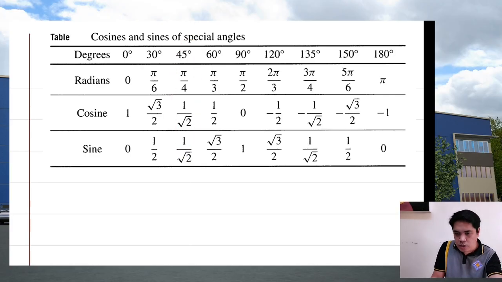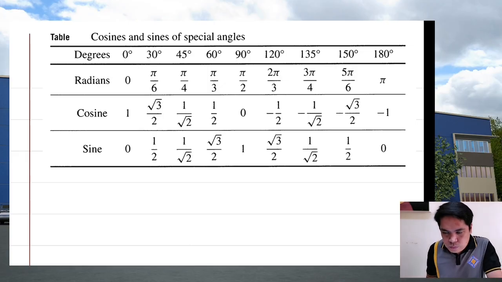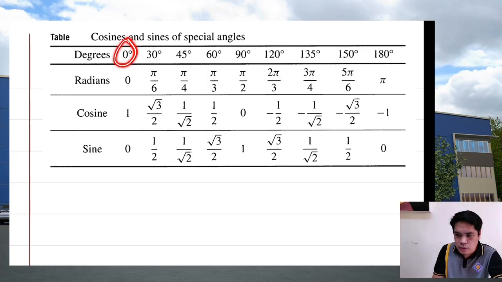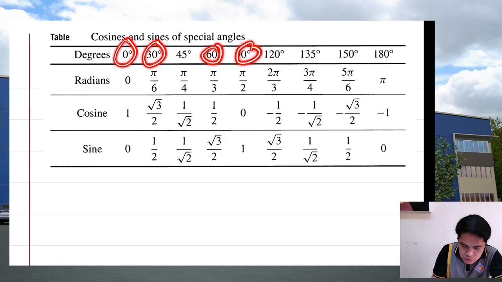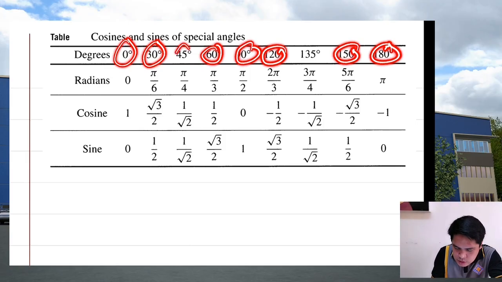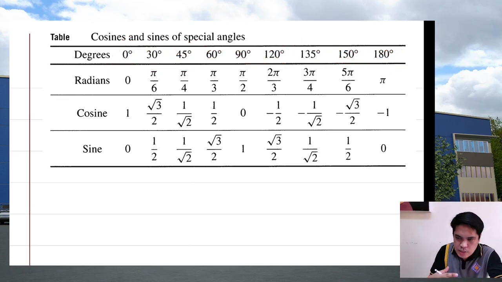But the increment here is by 30. So 0 to 30 to 60 to 90, 120, 150, then 180. Then the 45 and 135 are inserted because they are in the middle. So that's a special angle still. So for 0, of course, that's 0 radians, 30 is pi over 6 radians, 45 is pi over 4, and so on. So we only have 5 values.